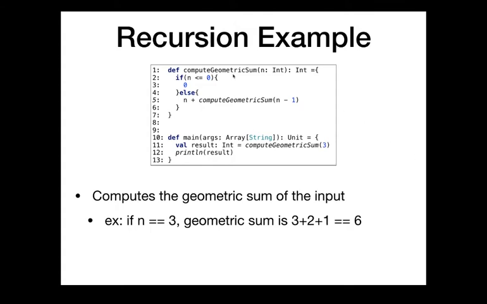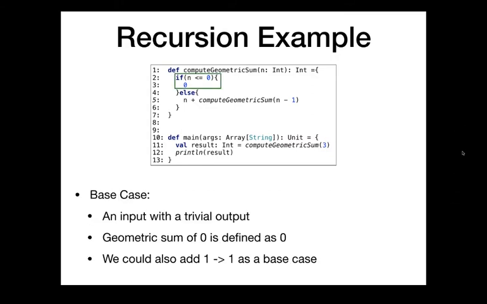This geometric sum is going to sum the values from the input down to 1. So geometric sum of 3 is 3 plus 2 plus 1 equals 6. And we want this recursive algorithm to be able to compute that. To design this, we can go through the steps that we saw in the previous slide. So I want to refresh that approach. I'm going a little out of order compared to the other slides.